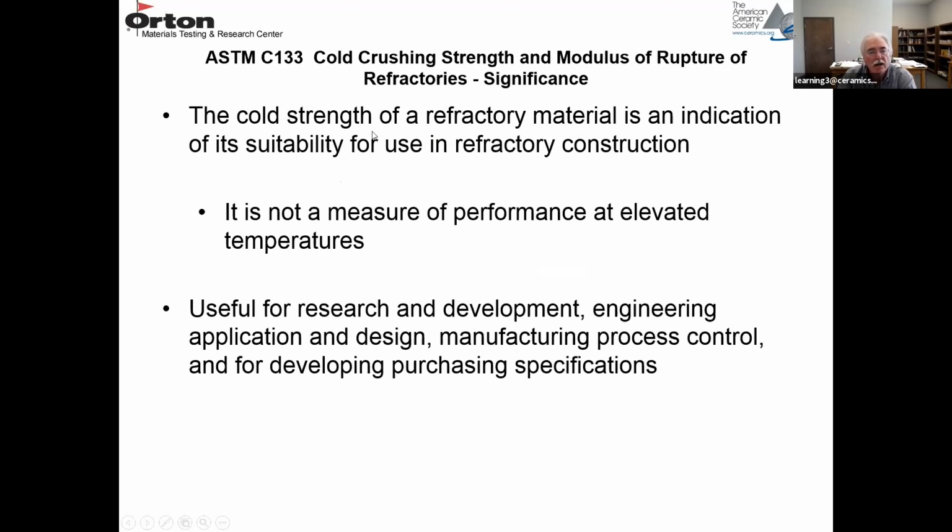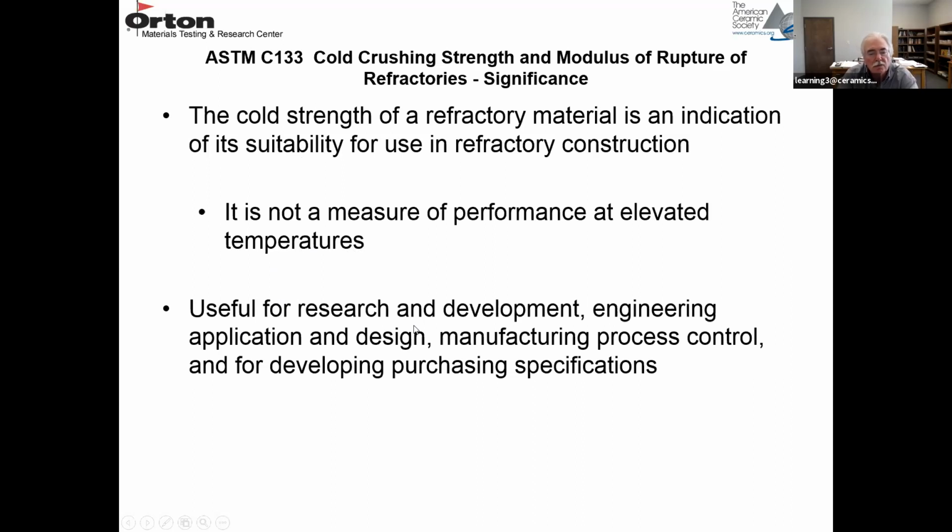So why are the strength values important? Cold strength of refractory is an indication of its suitability for use in construction. You need a material that's strong enough to go through the construction phase. However, it's not a measure of performance at elevated temperatures. So you can have a very strong room temperature material and it can be very weak at elevated temperatures. So that cold strength does not reflect its high temperature behavior at all.